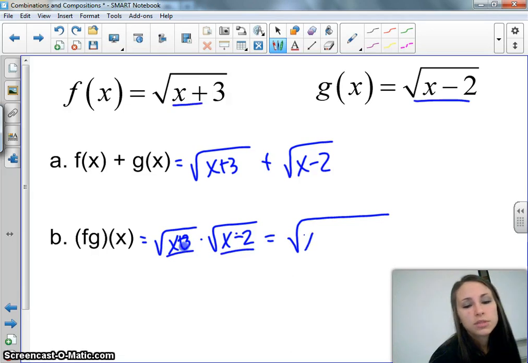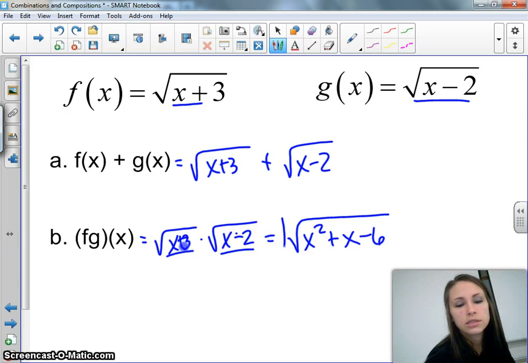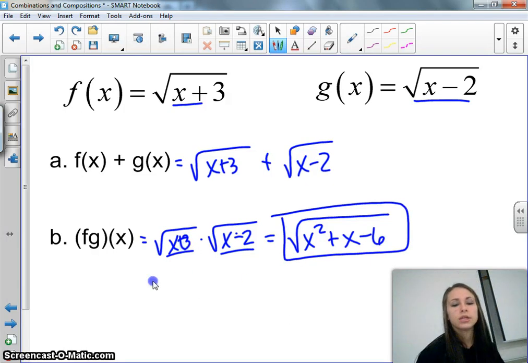And so I'm just going to go ahead and FOIL those in my head. The first two terms give me x squared. Outsides are negative 2, insides are positive 3, so that's a positive x. And then 3 times negative 2 is negative 6. And so then this is my final answer, and I can't simplify that anymore.